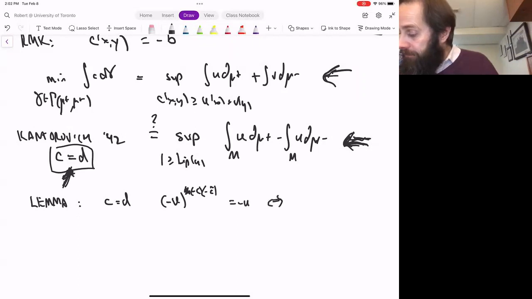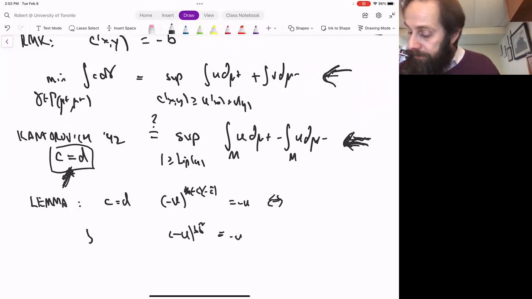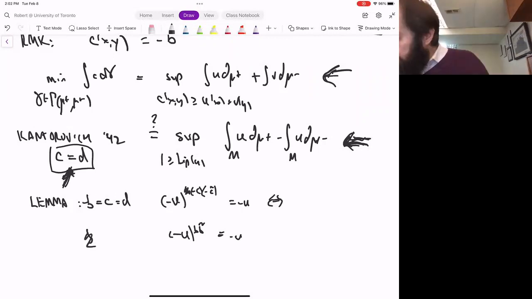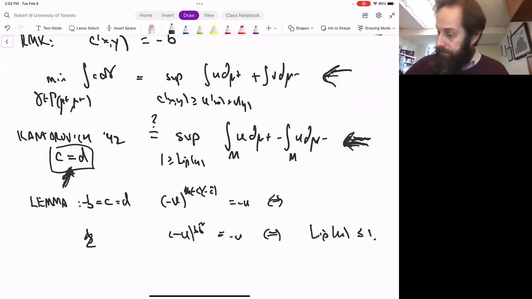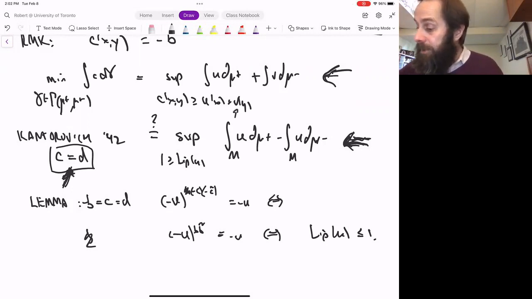If and only if, let me write it a bit better. U B B tilde is minus U, where B is minus C, if and only if the Lipschitz constant of U is less than 1. So that's somehow the first observation. And then the second observation is that I can take V up here to be minus U.